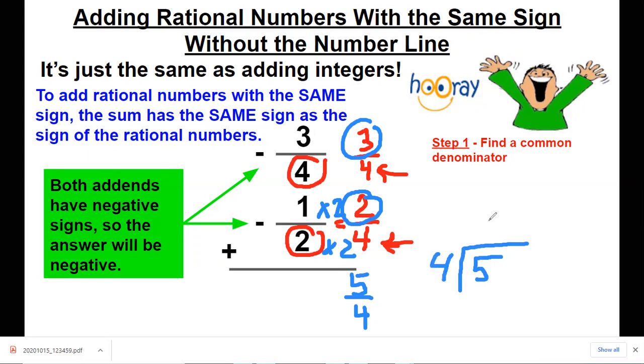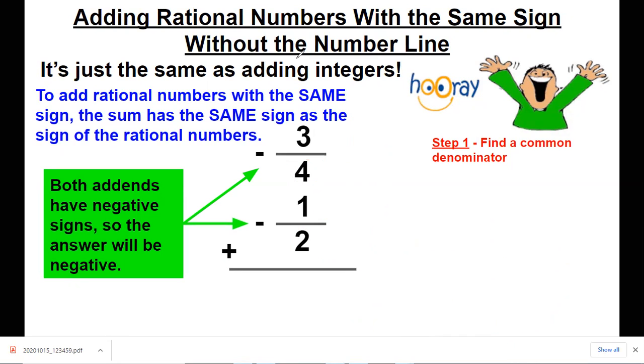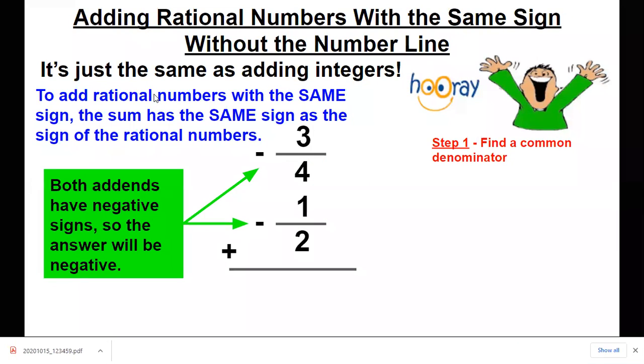4 goes into 5 one time. 4 times 1 is 4. 5 minus 4 is 1. I'm going to bring the remainder up to the top, make that my numerator, and my denominator will stay the 4 that it was. It was 5/4, it's still 4ths. So my final answer will be 1 1/4. So I'm going to let the computer do that. I'm going to clear that and we'll see it done again with the computer.